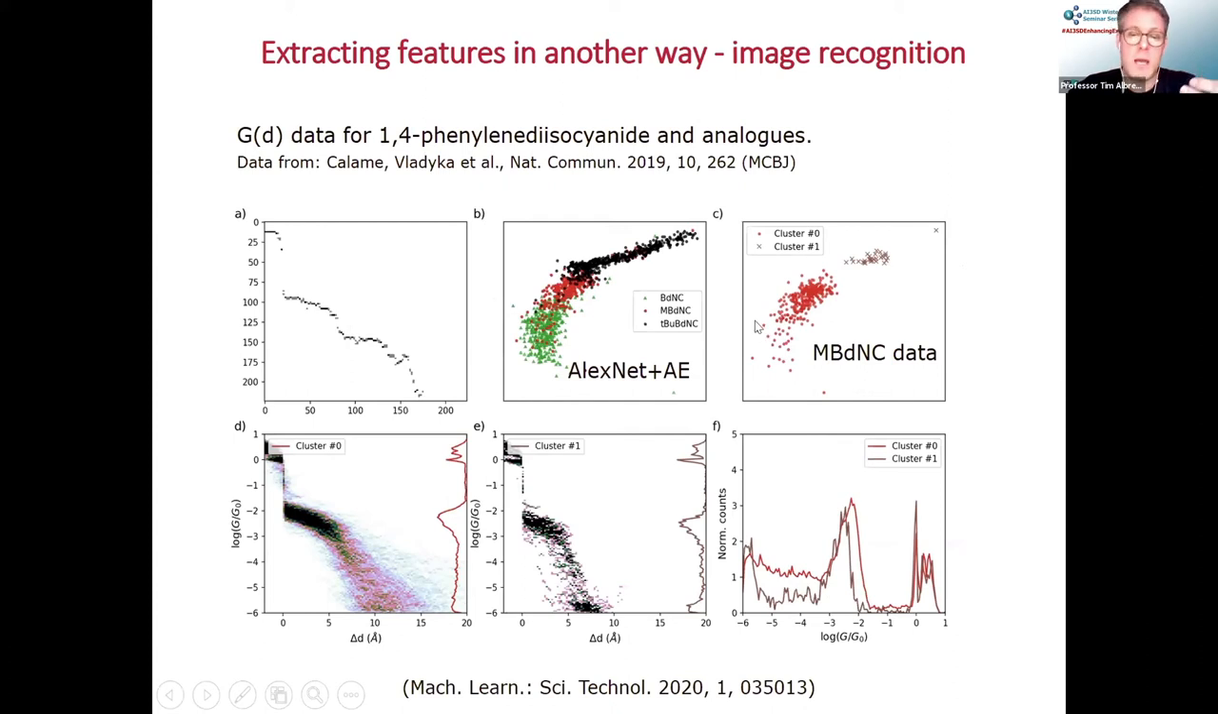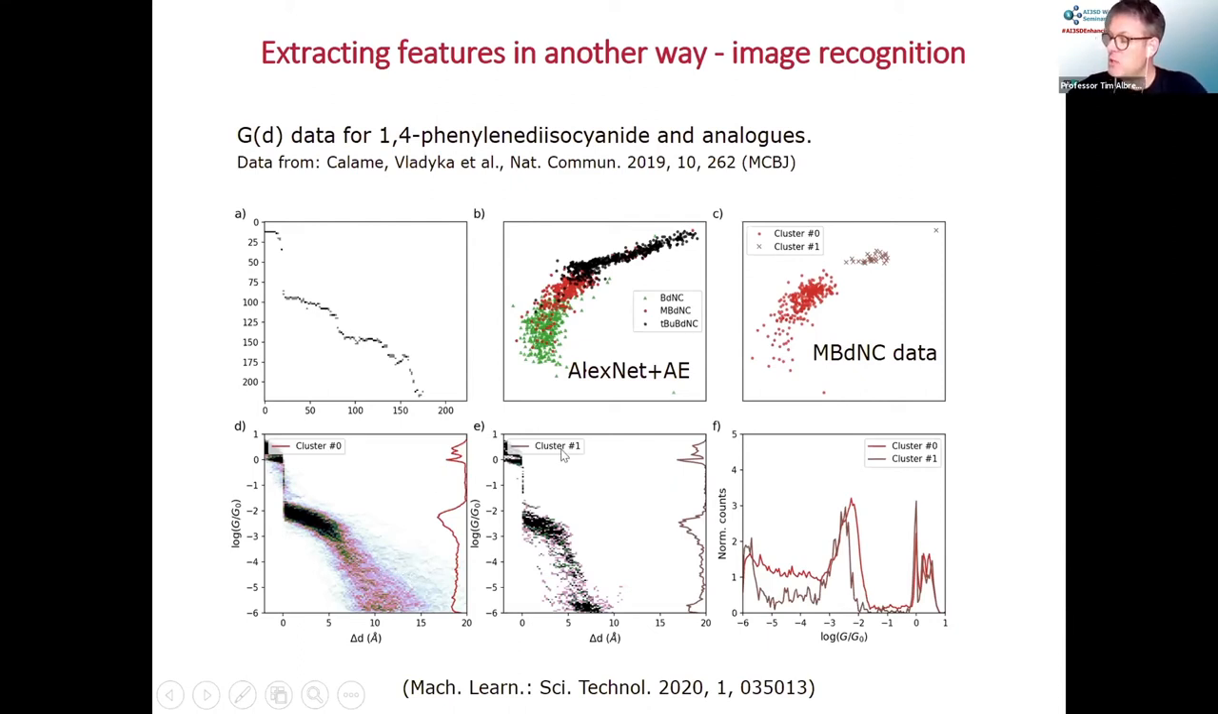When we looked at MBDNC data, for example, all of a sudden we noticed there were actually two clusters, okay? And we thought, okay, what's going on? We separated out these two events and then looked at the 2D histogram data for each cluster. So this is now cluster zero and this is cluster one. Okay, and what you can see for cluster one is that there's this plateau region here, then a relatively shallow decay, not a very steep one, and a lot of variance in this area as well.